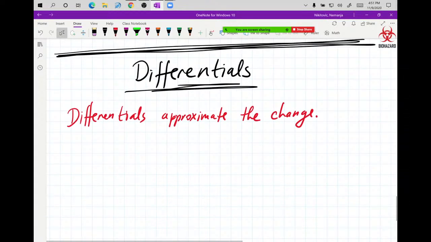Differentials approximate the change. So when you are using linearization, you are approximating the value of the function. You're approximating the number, the value. When using differentials, you are approximating the change. Now, what change? Again, something that we really don't need anymore because we have computers, but it's kind of a cool thing to know.